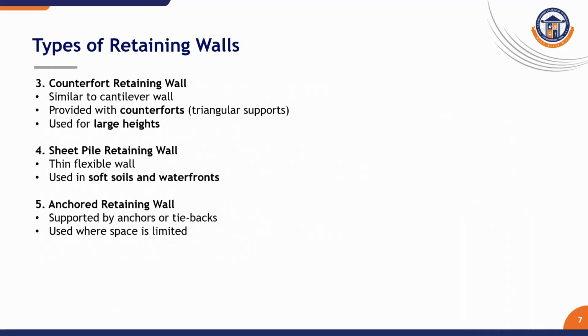The counterfort retaining wall, similar to the cantilever wall, provides counterfort triangular supports and is used for larger heights. Sheet pile retaining wall, which is a thin flexible wall used in soft soil and waterfronts. Anchored retaining wall, supported by anchors or tie backs, used where space is limited.